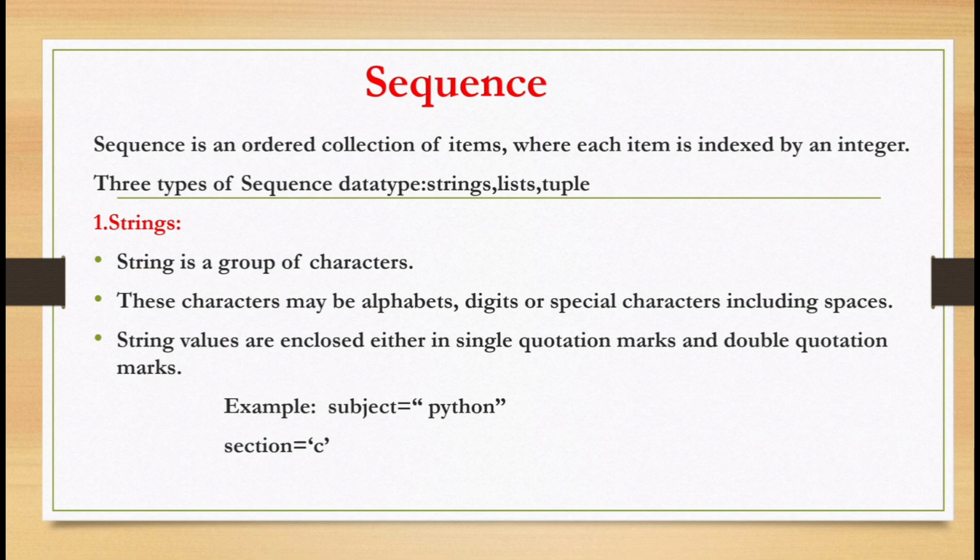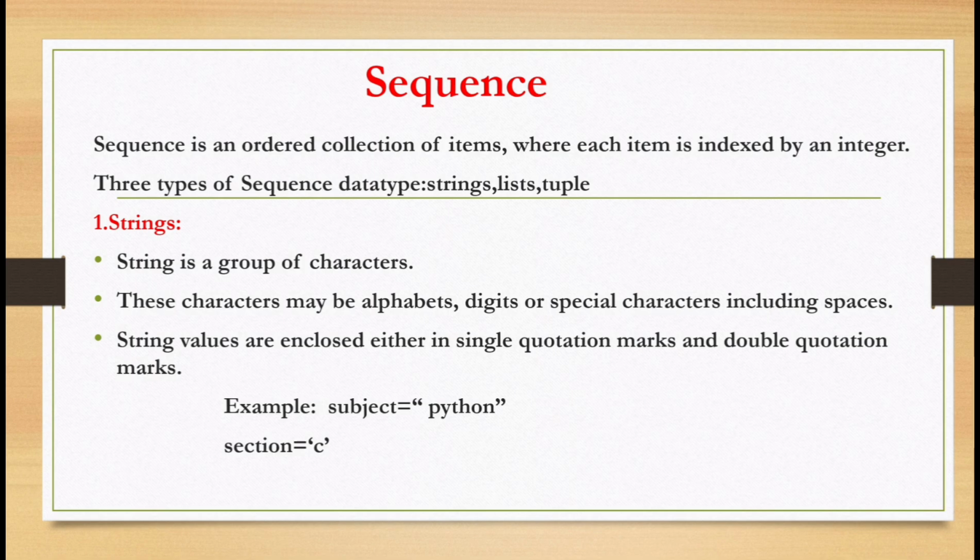The first sequence data type is string. String is nothing but a collection of characters. The characters can be either alphabets, or digits, or special characters including the blank spaces. The special characters can be semicolon, colon, greater symbol, lesser symbol, question mark. All the symbols are considered as special characters, so those are also included in string.